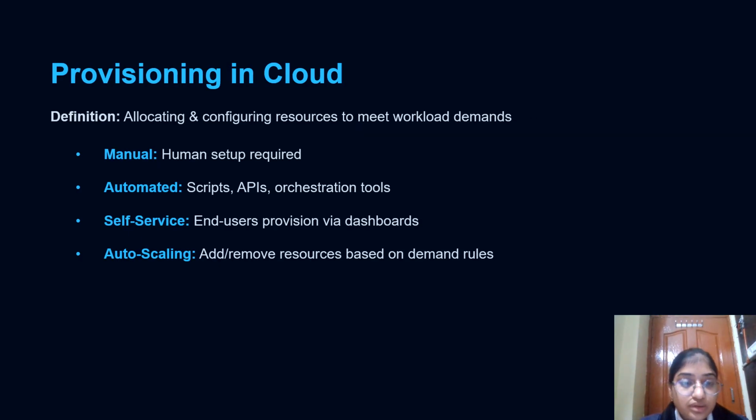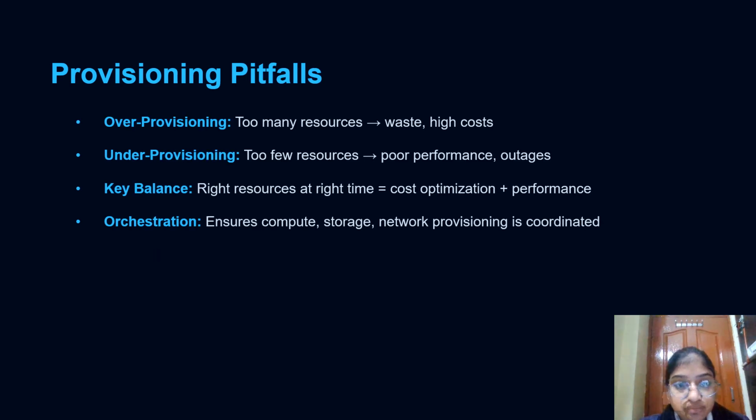Now we are going to learn about provisioning in cloud computing. First is allocating and configuring resources to meet workload demands. Second is manual human setup, which requires automated scripted APIs and orchestration tools. Third is self-service, where users provision via a dashboard. Fourth is auto scaling, adding and removing resources based on demand rules.